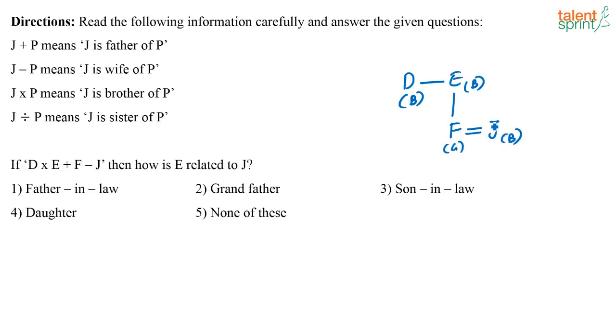Now, what is the question? How is E related to J? So, E is J's father-in-law. The correct answer is option 1. Okay? Yes. So, for this question, whenever you have questions where none of these options is there, generally this generation gap technique, you cannot rely on that.